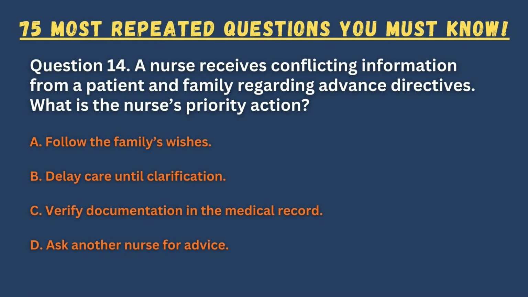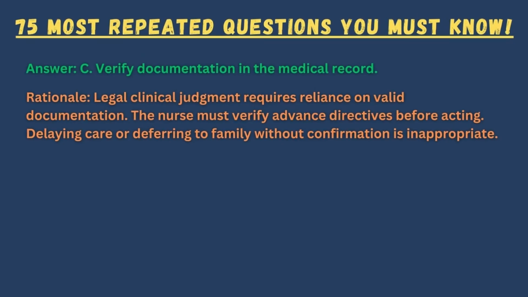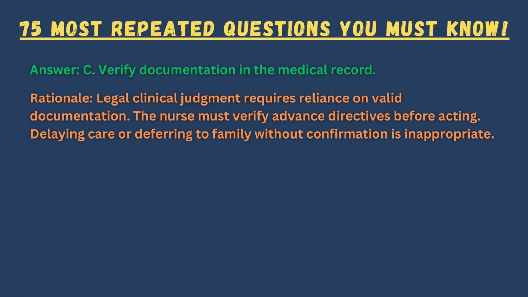Question 14. A nurse receives conflicting information from a patient and family regarding advance directives. What is the nurse's priority action? A. Follow the family's wishes. B. Delay care until clarification. C. Verify documentation in the medical record. D. Ask another nurse for advice. Answer. C. Verify documentation in the medical record.